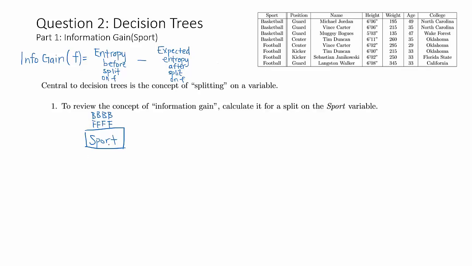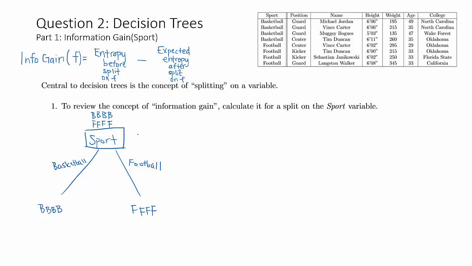Since the split is over sport, there's 2 different values that sport can take on, so there's 2 branches. One's for basketball, and one's for football. Now, where do these examples go after the split? Well, since this is over the class label itself, all the basketball samples go left, and all the football samples go right.